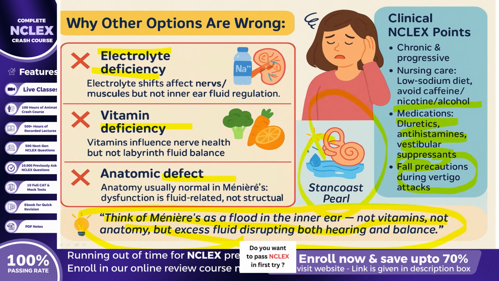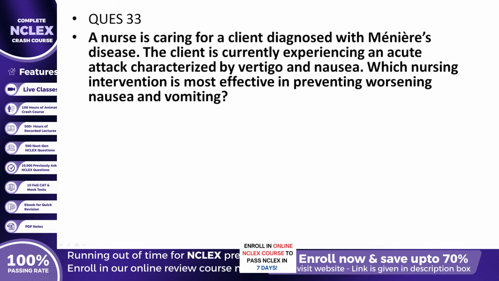Let us smoothly continue with another NCLEX-style question, this time focusing on the care of a client experiencing an acute attack of Meniere's disease. The nurse observes that the client is suffering from vertigo and nausea, and must decide which intervention is most effective in preventing worsening nausea and vomiting.